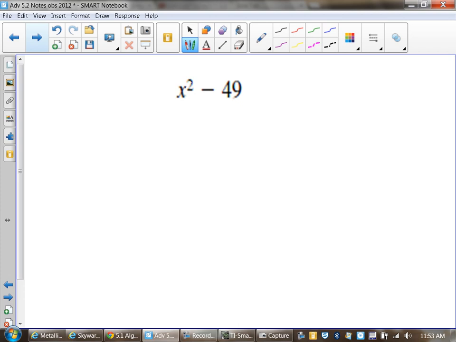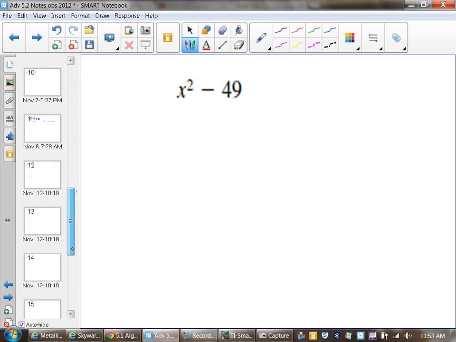X squared minus 49. Is x squared a perfect square? Yes. Is 49 a perfect square? Yes. Is that a subtraction symbol? Yes. What are your terms? X plus 7, x minus 7.